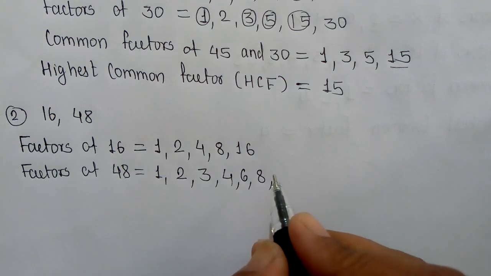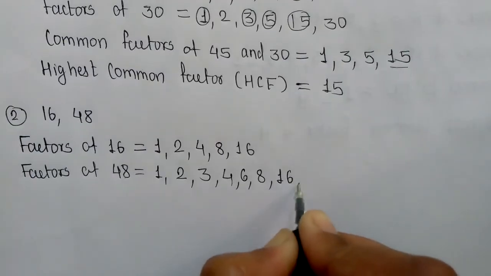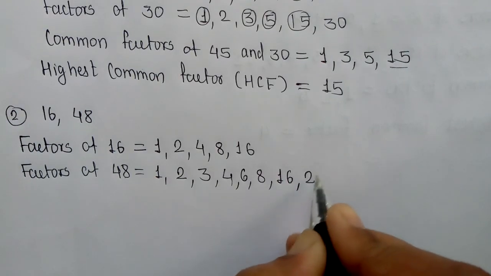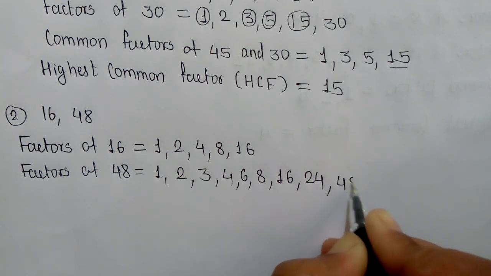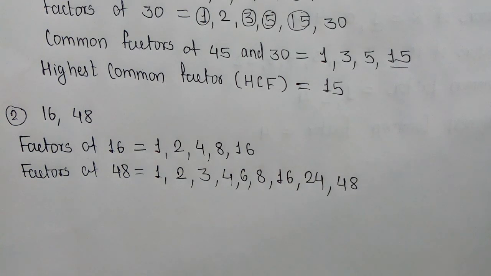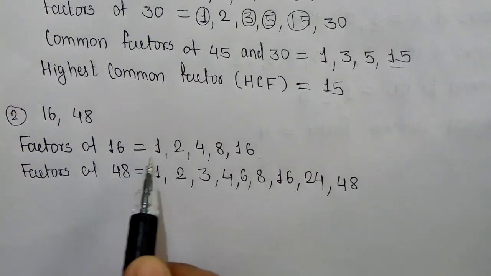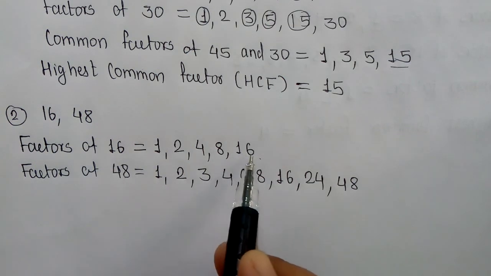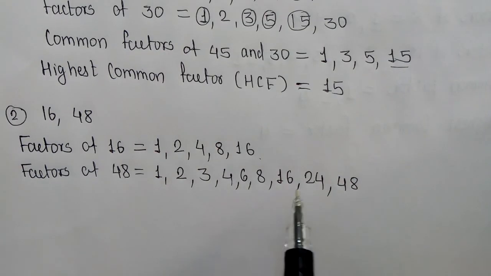Then 16 is there. Then 24 is also there. And then 48. So we want to find the highest common factor. Here, among the factors of 16, 16 is the highest. So if we find factors only up to 16, we will still get the answer. If we do not find these next 2 factors, that is also okay.